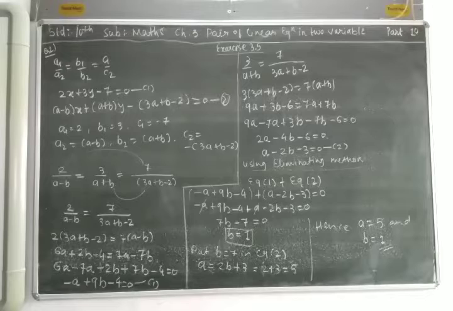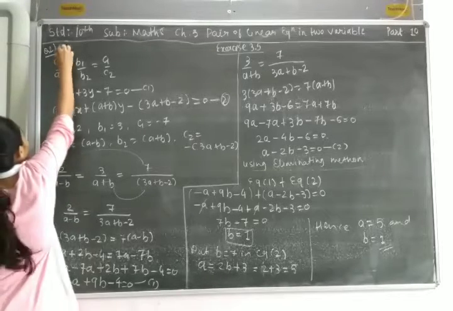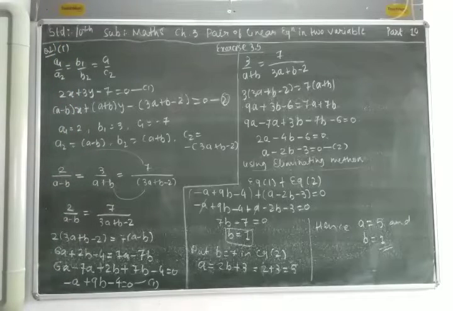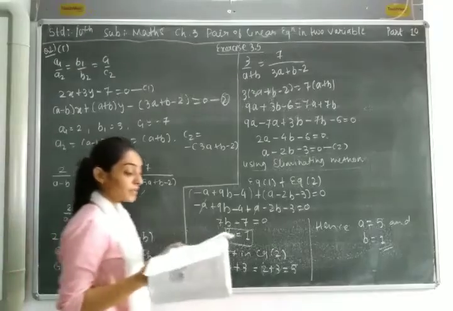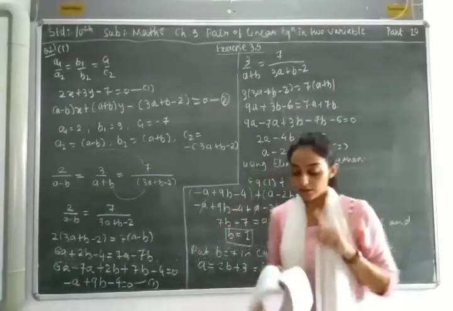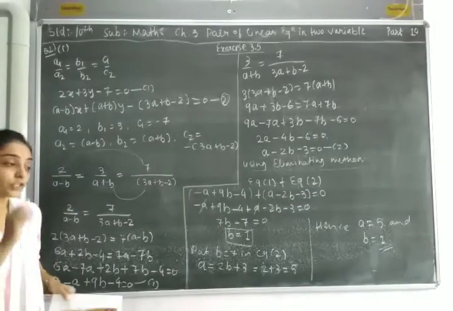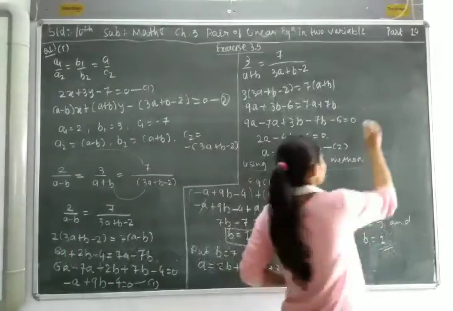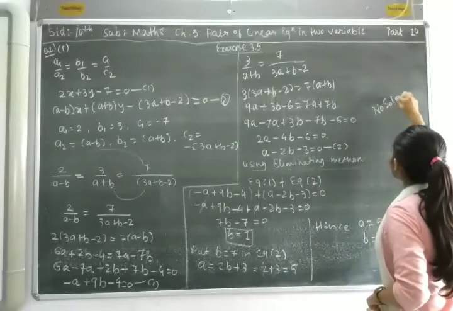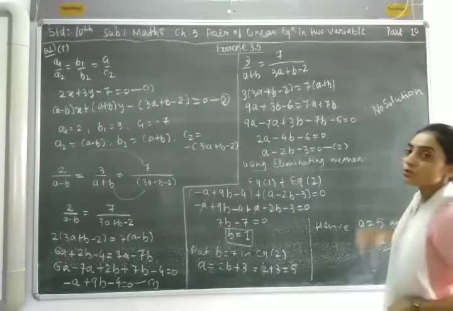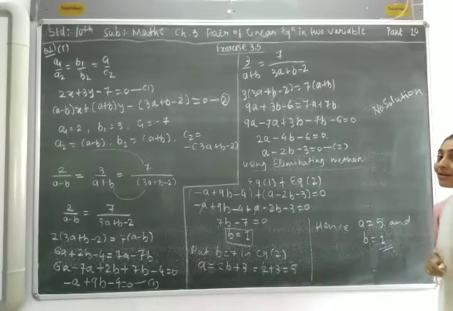Now let's see one more question. The question number 2 is the second one. It says, for which value of k will the following pair of linear equations have no solution? You have to do it in your homework. See, the question says no solution. No solution means both lines are parallel.